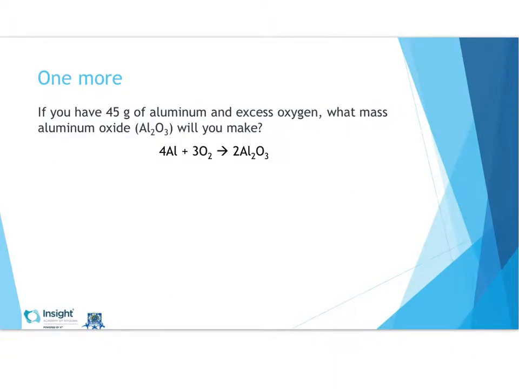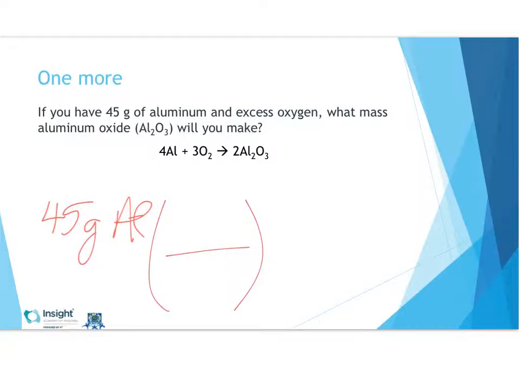A few more examples, just so you have plenty to go by. One of these should be similar to what you're doing there, so just kind of follow along and change the numbers for the molecules that you're working with. So if you have 45 grams of aluminum and excess oxygen, what mass of aluminum oxide will you make? So I have 45 grams of aluminum. And then aluminum has a molar mass of 27 grams of aluminum for every mole of aluminum.